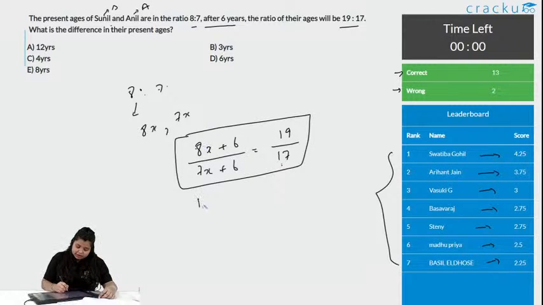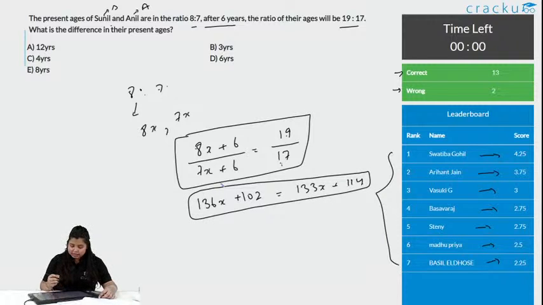17 into 8 is 136, plus 17 into 6 is 102, is equal to 19 into 7 is 133, plus 19 into 6 is 114. You can solve this very easily when you know the table of 17 and 19. As I said, bring this here, it will change the sign to minus, take this here, it will change the sign to minus. So, 136x minus 133x is equal to 3x, is equal to, you take this here, 114 minus 102 is 12, right? 3 1s are 3, 3 4s are 12, x is equal to 4.